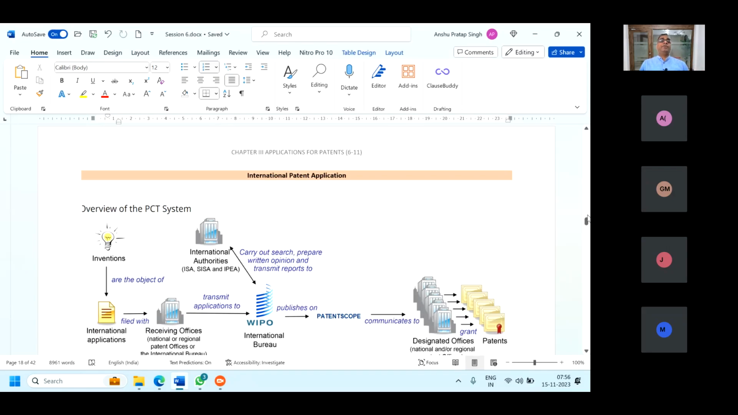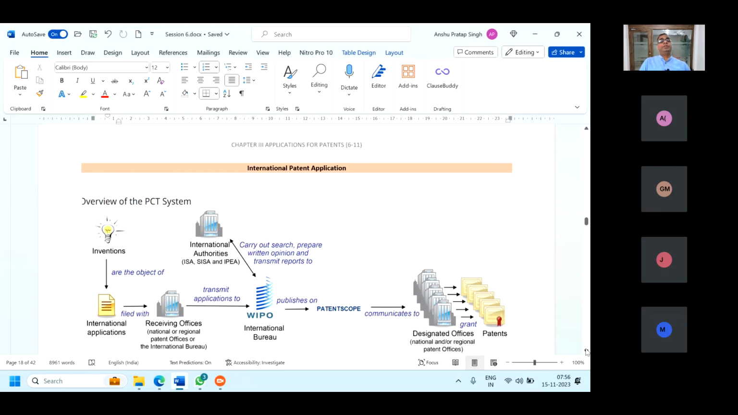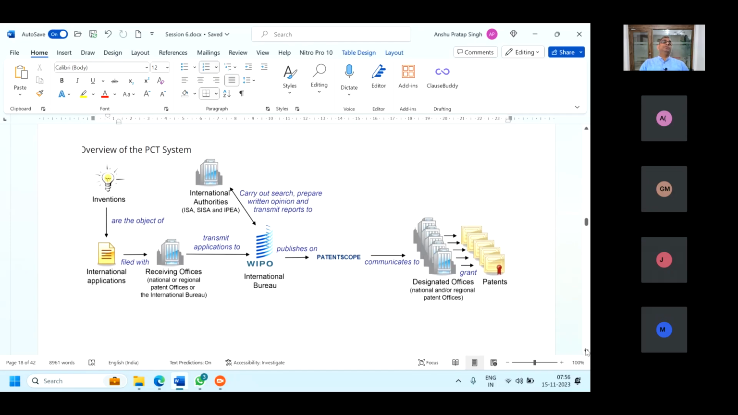Now, within 12 months, I have to file. Then there is an international patent application that is filed under the PCT. I'm just showing you a PCT diagram, how the PCT system works. In general, when there is an invention, you can file an international application with the receiving offices. What is a receiving office? Receiving offices are those jurisdictions which are entitled to receive PCT applications.